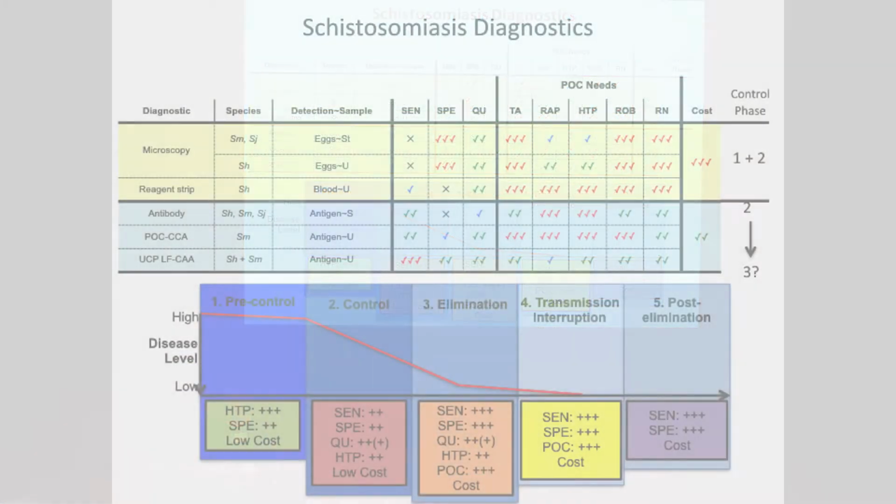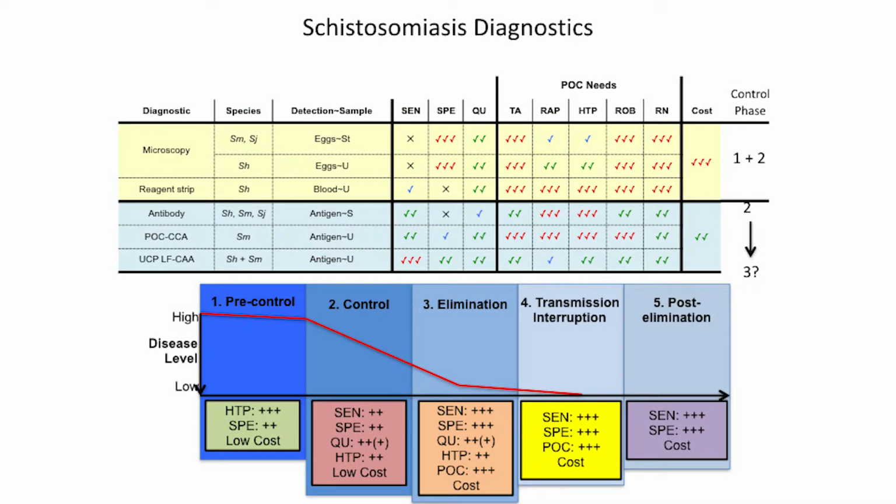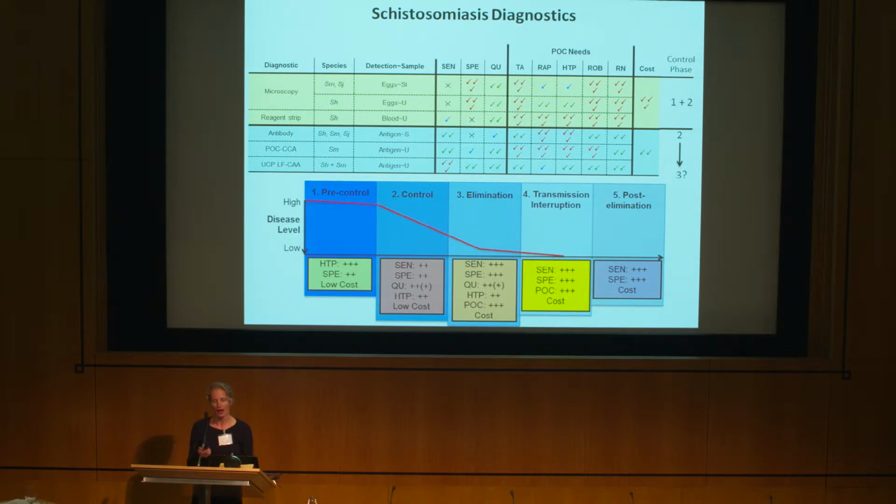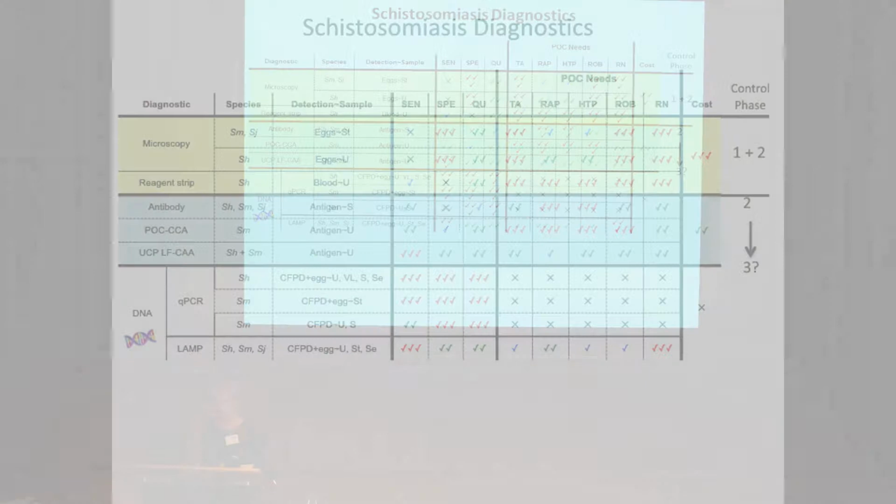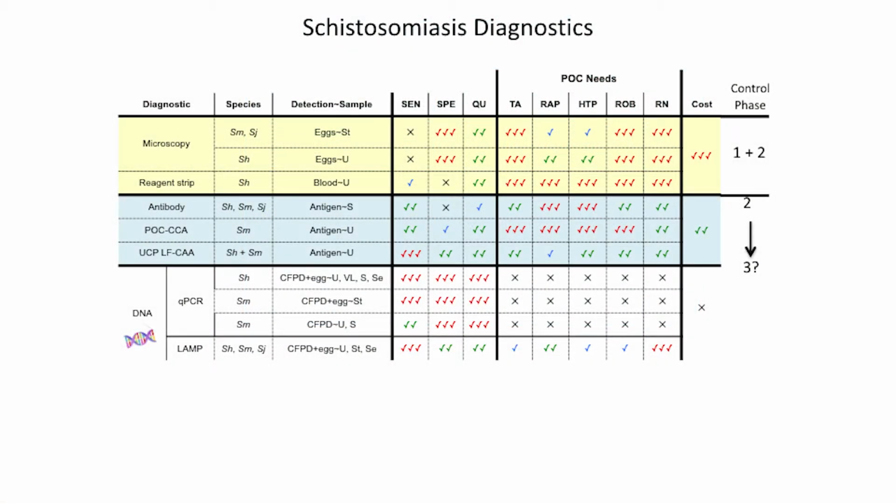So I've just put together there the key things that we're looking for in our diagnostic tests at those different phases in a control program. So phase 1 and phase 2, we have pretty much covered with those available diagnostics. And then, moving into phases 2 and 3, we have diagnostics which potentially can be used for going into elimination. But molecular diagnostics really, as we heard throughout the day, offer that high sensitivity and high specificity that we're looking for, especially when we start to move into elimination.